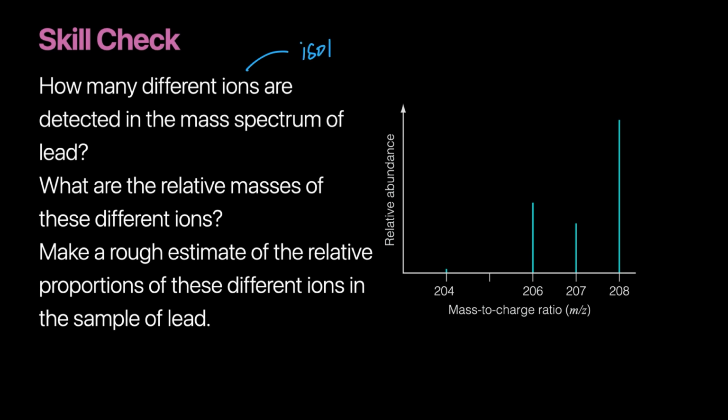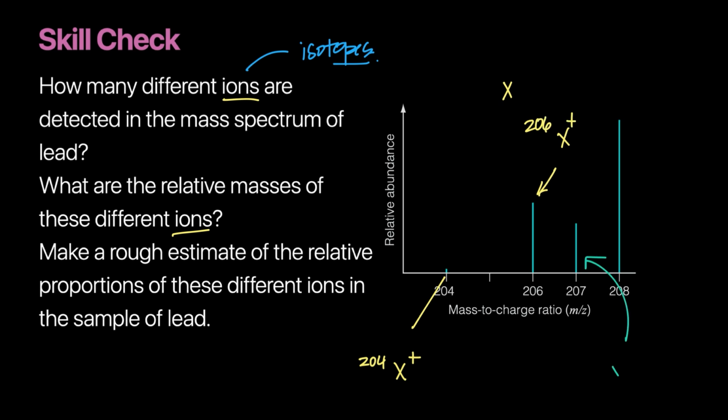Now the reason why they call them ions is because every particle found in a mass spectrum is in fact a 1 plus ion. So the word ions here is referring to ions of isotopes. So if this element was X, every peak here is for X 1 plus. This one is X 204 1 plus. This one I'm pointing to is X with a mass of 206 and a 1 plus charge. 207 is X with a mass of 207 and a 1 plus charge. And the last one is basically the element X with 208 and a 1 plus charge.